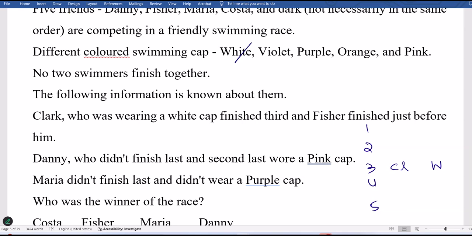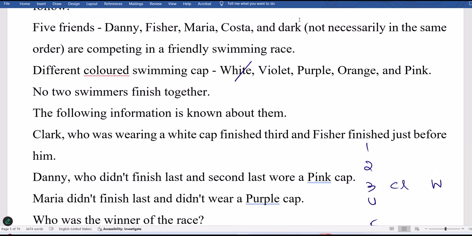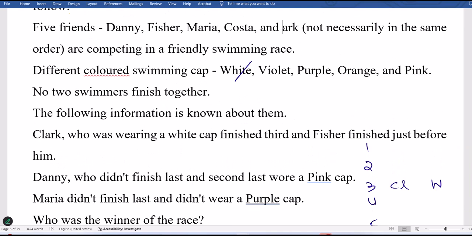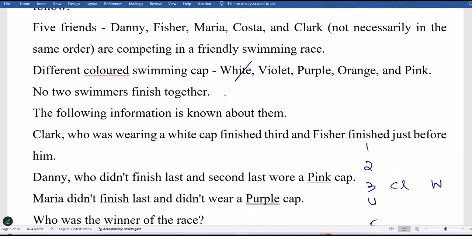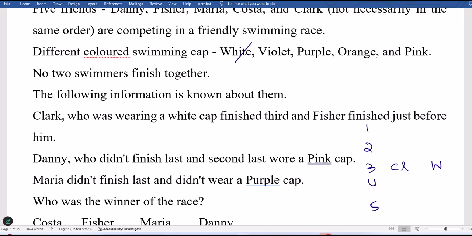So white color is gone. I think it's not 'dark', it's Clark. There is a typing mistake: CL were combined and typed as 'd'. Clark, fine. Clark finished third, and they mentioned Fisher finished just before him, so Fisher will be second. Which color, we don't know. Now Maria did not finish last. Danny did not finish last or second last. See, Danny is not last or second last, so Danny will be first, and his color is pink.